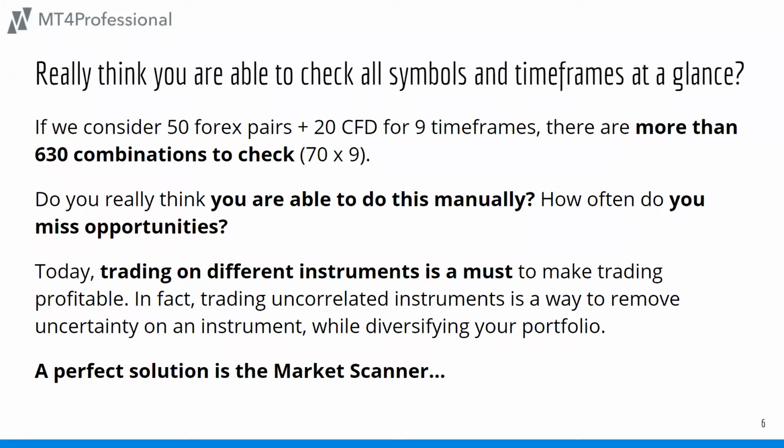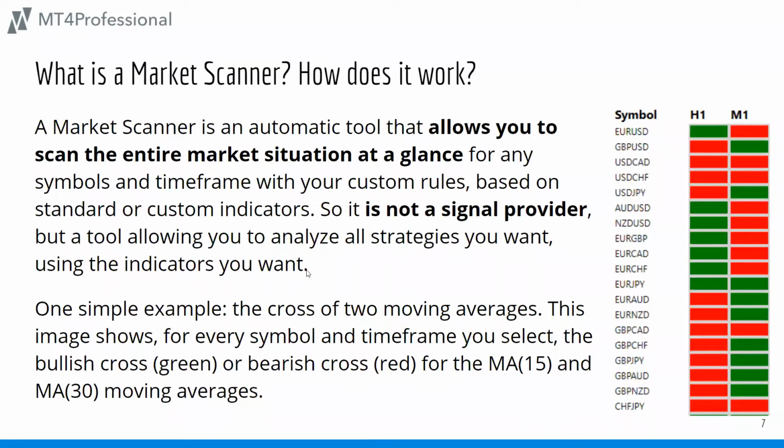So trading on different instruments in today's market is very important because it makes trading profitable. In fact, trading uncorrelated instruments is a way to remove uncertainty and diversify your portfolio. So a perfect tool for an environment like that is a market scanner. A market scanner is something that automatically will go out and scan the market for you, matching your symbols, your time frames, your indicators, your strategies. So it's really not a signal provider per se, but it's a tool that allows you to analyze the strategies that you want to do and using any of the indicators that you want to use.